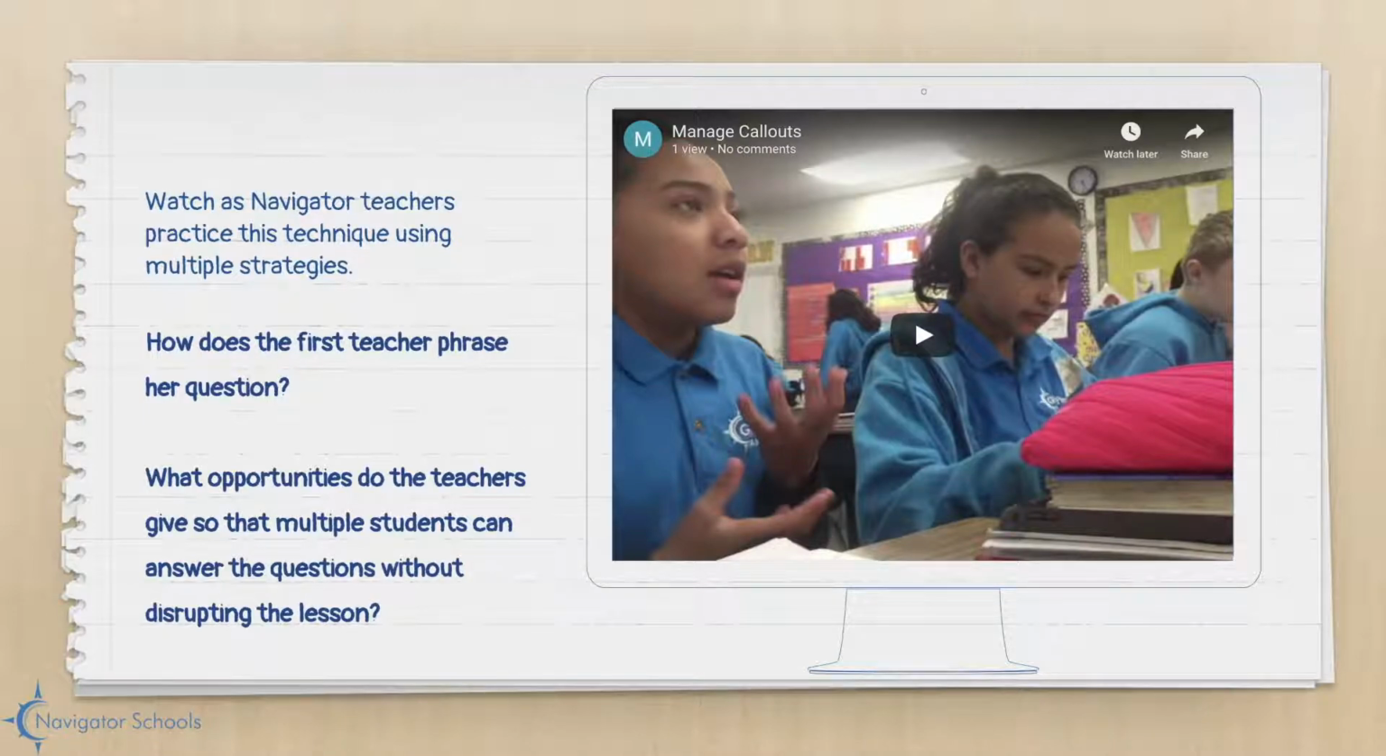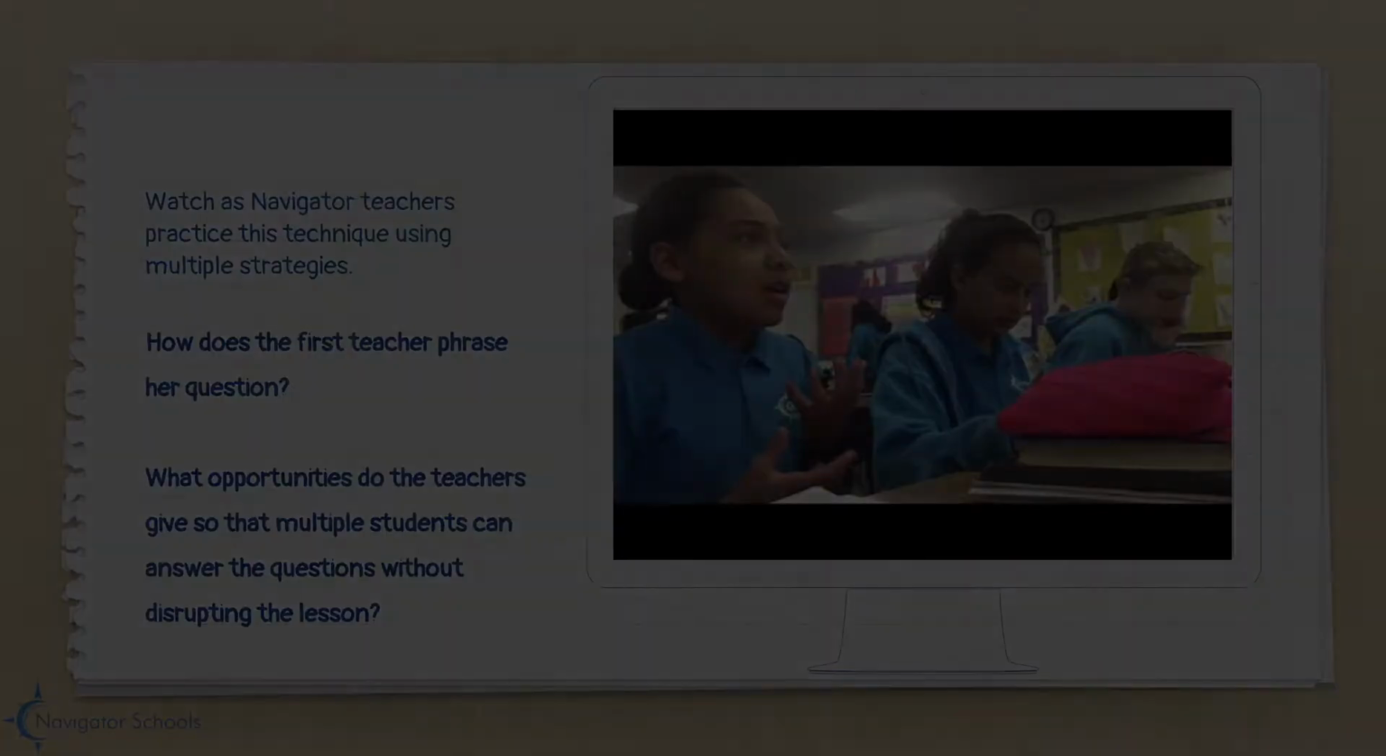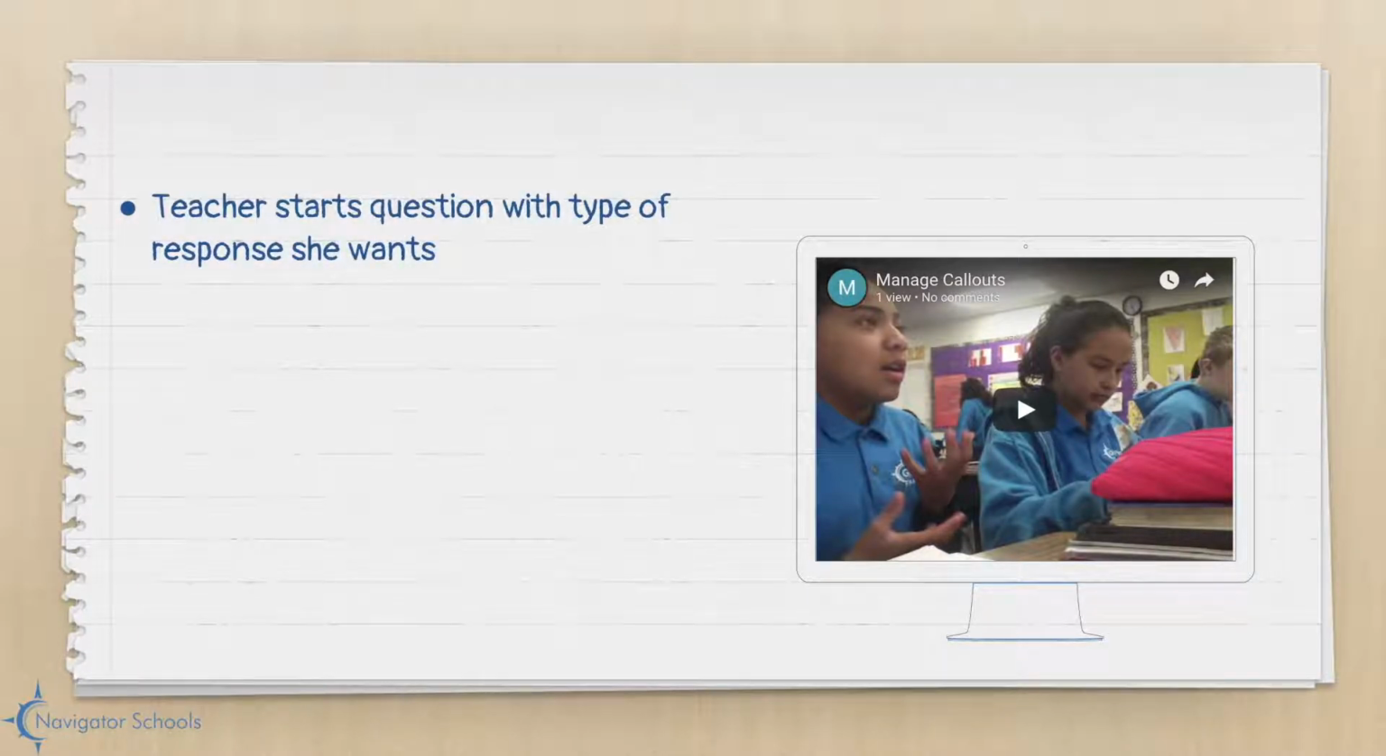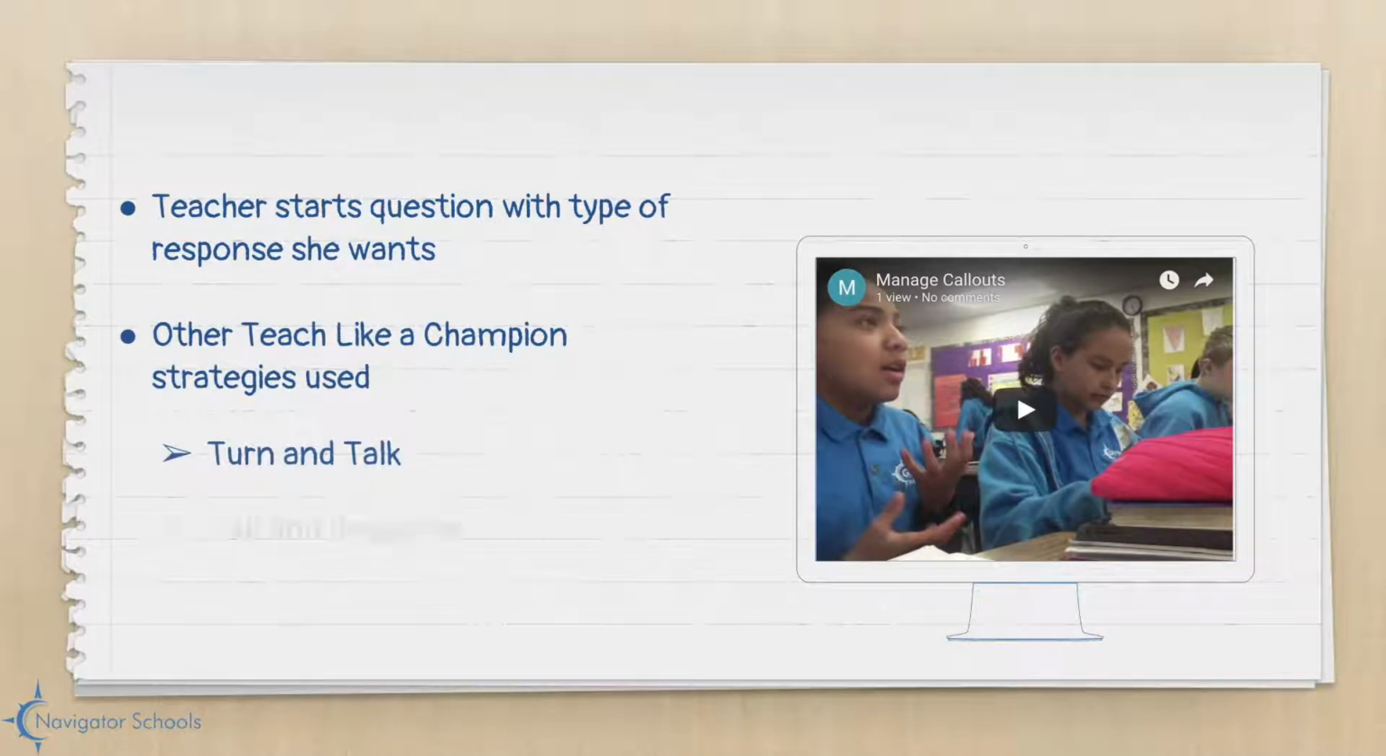Please pause this video to reflect on the questions either aloud with a group or silently by yourself. Now that you've had a chance to reflect, the first teacher asked her question, starting with, raise your hand if. This tells students immediately what type of response she is looking for. She wants a raised hand. The other teachers use strategies such as turn and talk and call and response so that multiple students have a chance to express their thoughts and opinions in a structured way. We also saw students utilizing the build hand signal. This classroom norm helps facilitate conversations and lets the group know that the student has something to say without interrupting the other student who is talking.